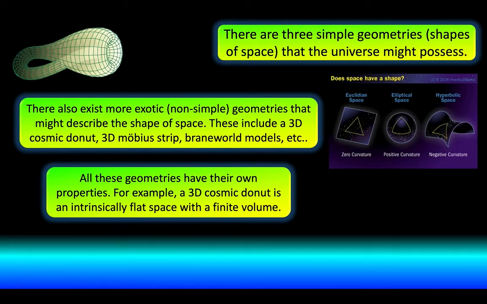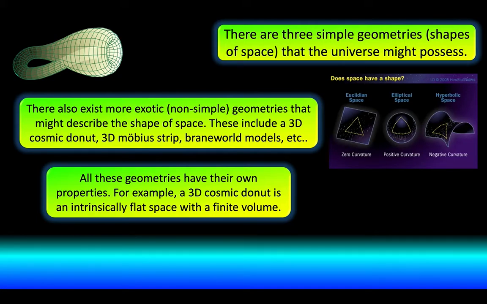For example, a zero curvature universe of a simple geometry will be infinite in size, but if we live in a 3D cosmic donut, then we will live in a flat universe with zero curvature, but that universe will still contain a finite volume.